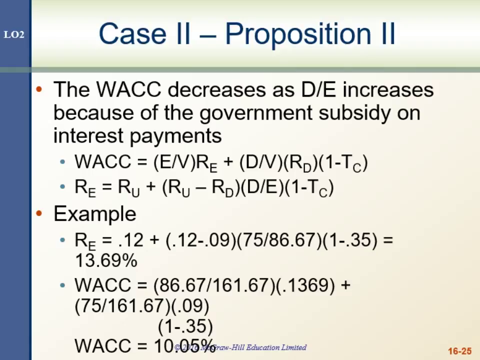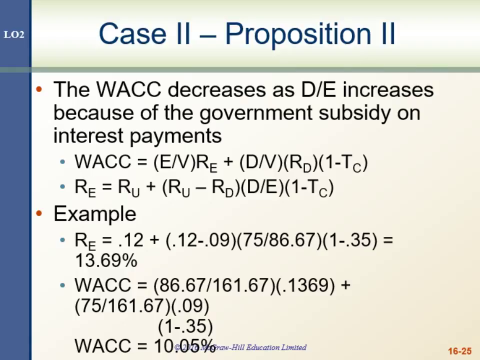And we know that the return on equity is equal to the return on the unlevered firm plus the return on the unlevered firm minus the return on the debt. So basically how much money you're making on other people's money, times the debt-equity ratio, times 1 minus the tax rate, because the debt is tax deductible.